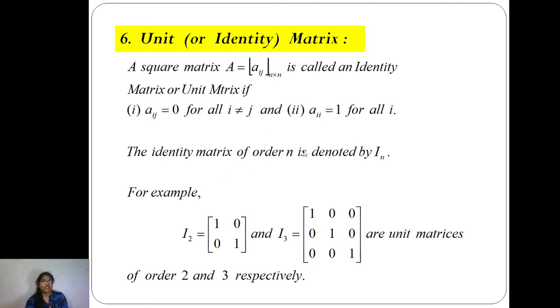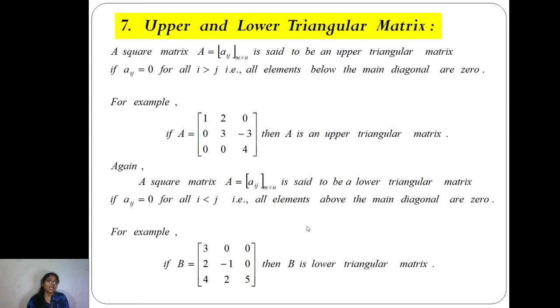The identity matrix of order n is denoted by capital I suffix n. For examples, I2, that means 2 order matrix 1 0 0 1, and I3 equals to 1 0 0 0 1 0 0 0 1 are unit matrices of order 2 and 3 respectively. This is the unit matrix or identity matrix. Okay, next, upper and lower triangular matrix.